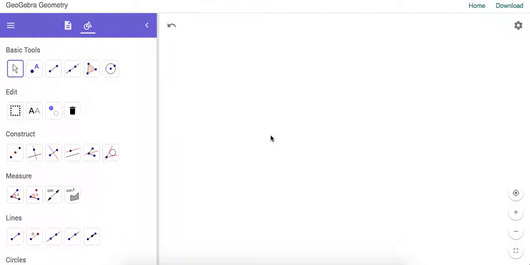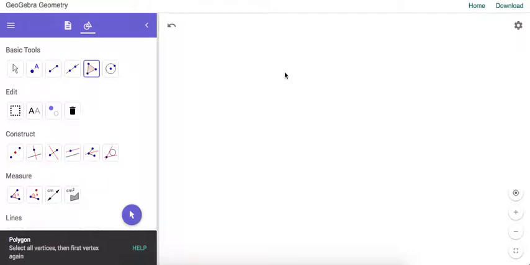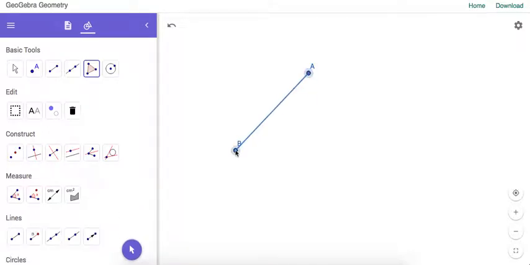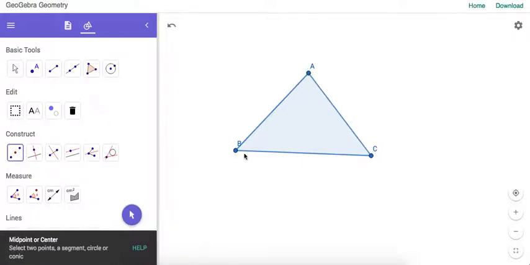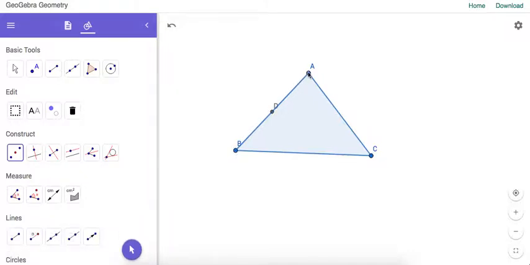In this video, we're going to be talking about centroids. And in order to create the centroid for a triangle, I'm going to first create the triangle itself. So there's our triangle. Now, from that, I'm going to find the midpoint for each of these.